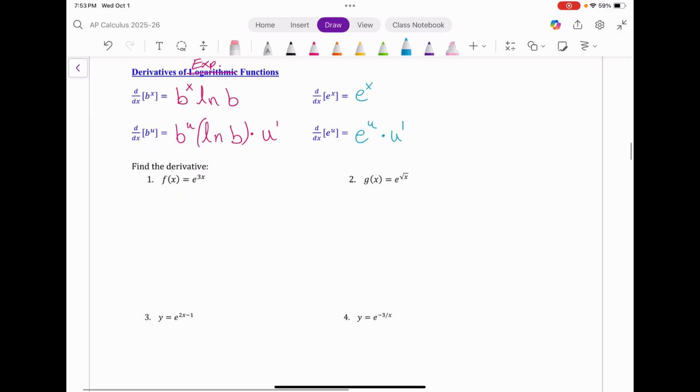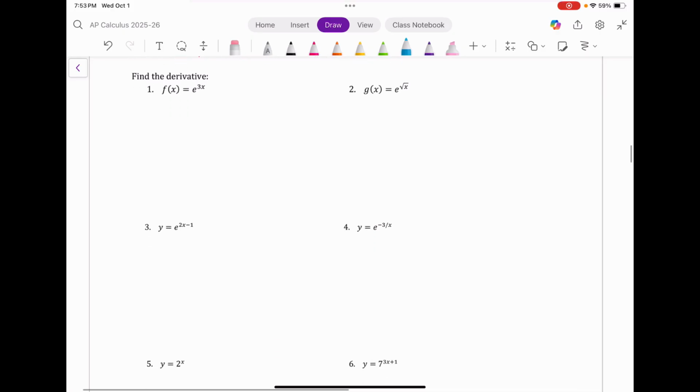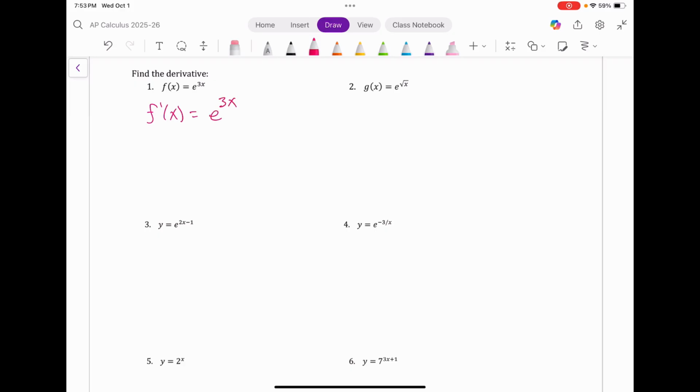Okay, so number one, f of x equals e to the 3x. The derivative of e to the x is just e to the x, right? So the derivative of e to the 3x is just e to the 3x, and then chain rule, so times the derivative of 3x, which is just 3. And you can just move that 3 to the front to be a coefficient, and that's it.